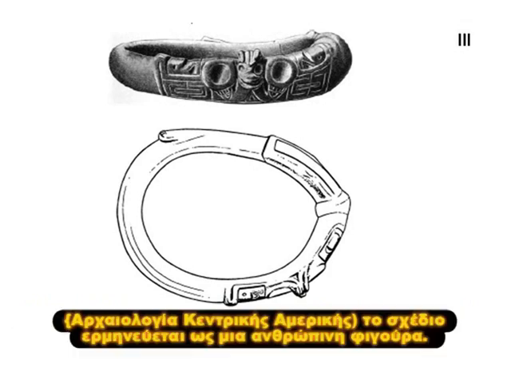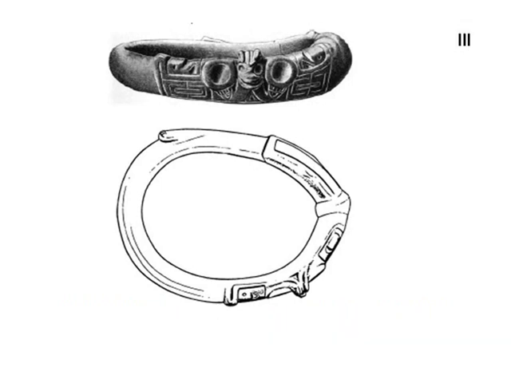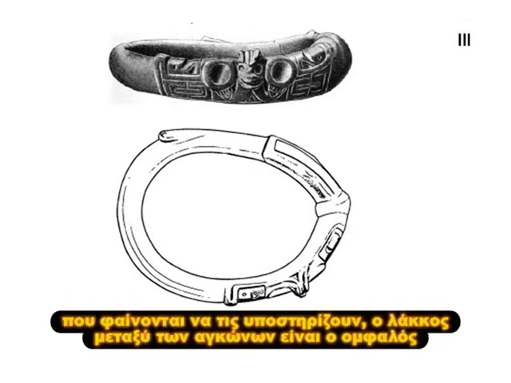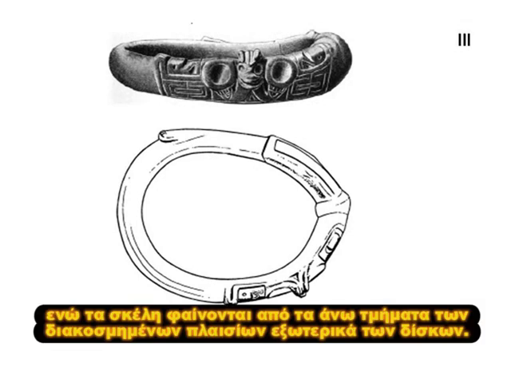Joyce, Central American Archaeology, interprets the design as a human figure. The discs on either side of the head are ear plugs, arms and hands may be seen supporting them. The pit between the elbows is the umbilicus, while the legs are represented by the upper segments of the decorated panels exterior to the discs.